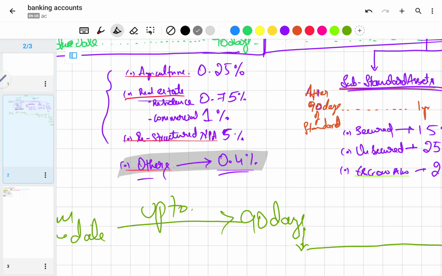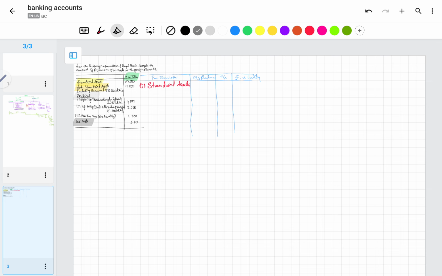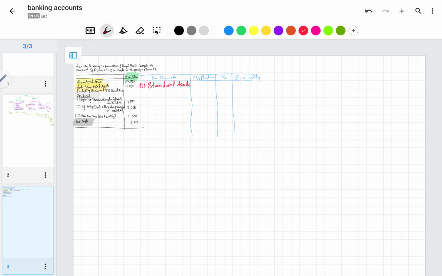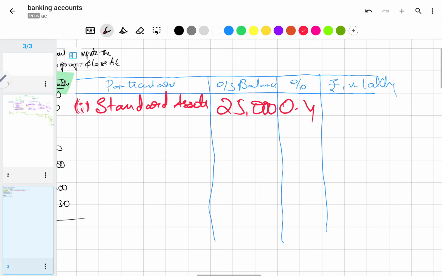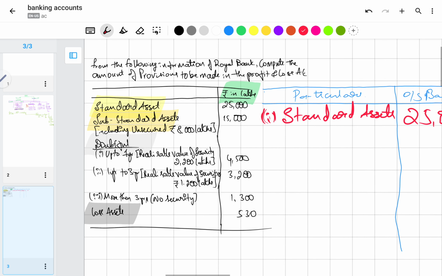What is the percentage? 0.4%. The same is chargeable here. What is the amount? 25,000 lakhs. What is the percentage? 0.4 percentage. So 25,000 multiplied by 0.4 percentage amounts to 100 lakhs. Then what we have? Substandard.